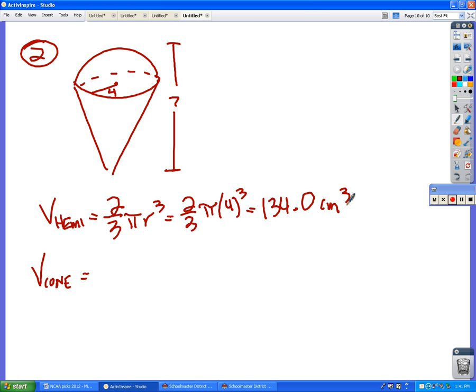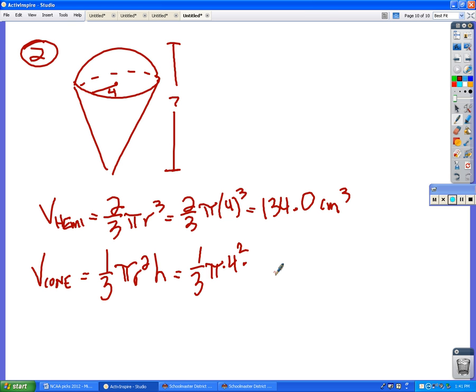Okay, what's the volume of the cone? What's the formula for the volume of a cone? 1/3 the area of the base, which is a circle. So it's 1/3 pi r squared times the height. So 1/3 times pi times, what's the radius of the cone? 4, so times 4 squared, times, now they didn't tell us the height of just the cone.